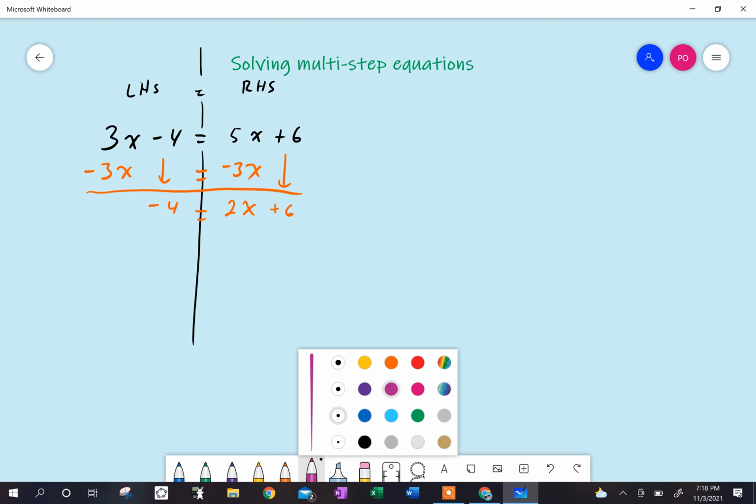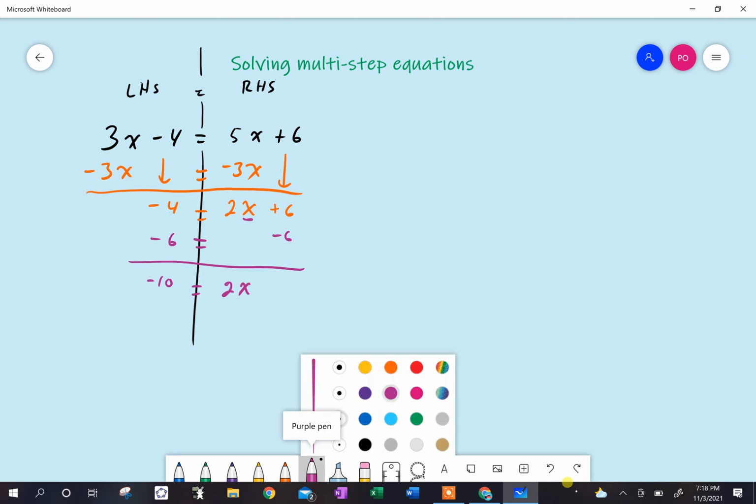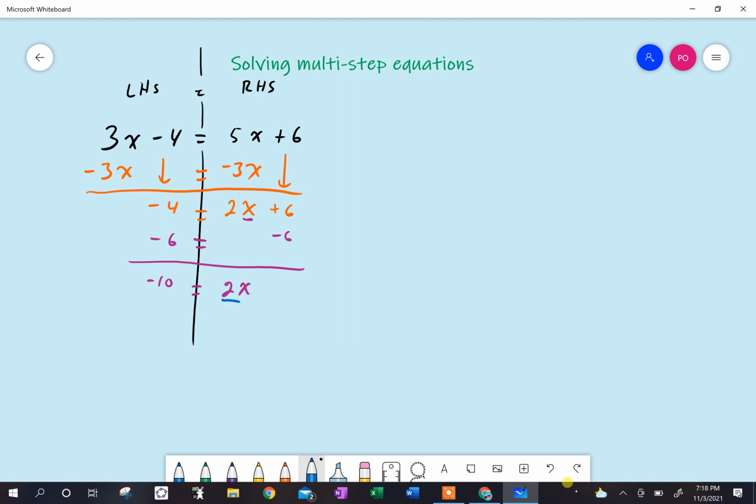So now I need to isolate my x. I need to get my x all by itself. So I'm going to get rid of this constant term first. Negative 6 equals a negative 6. So negative 4 minus 6 is a negative 10. And that's equal to 2x. And the very last thing I'm going to do is divide both sides by 2. Negative 10 divided by 2 is negative 5, which equals x. So x equals negative 5.